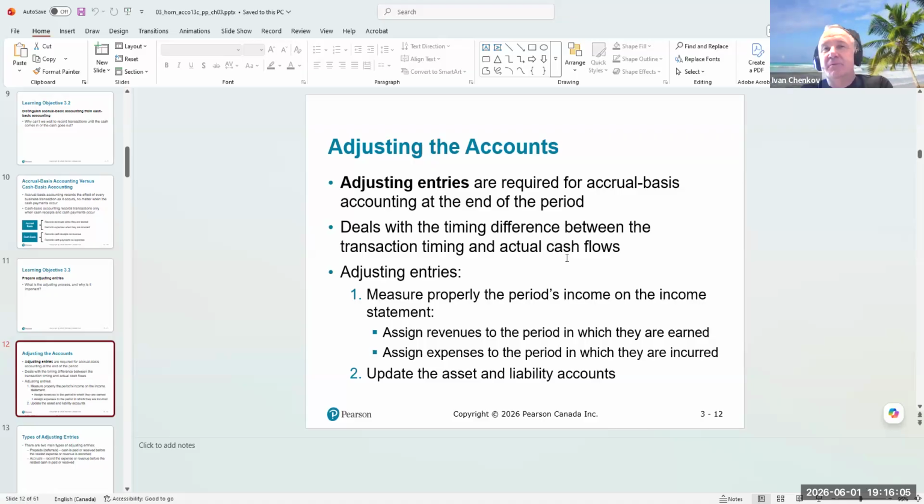With the adjusting entries, we're going to deal with the timing of the transaction and the difference between it and the actual cash exchange. Adjusting entries measure properly the period of the income on the income statement. If there's revenue, we recognize it for the period in which it was earned, and expenses to match the revenue for the period in which they happen. And then we have to update asset and liability accounts.